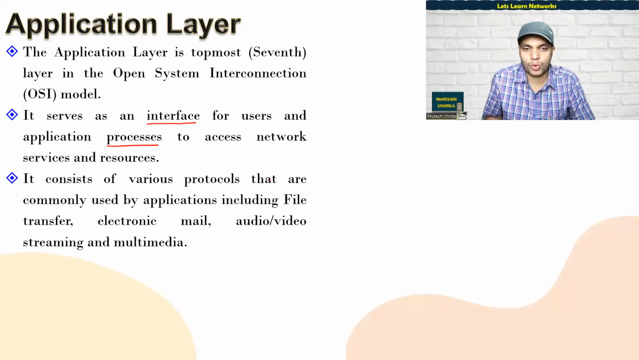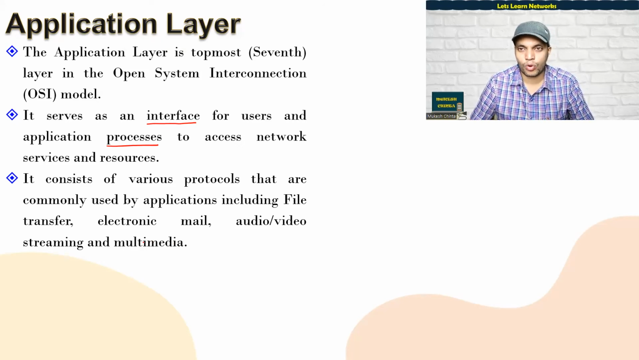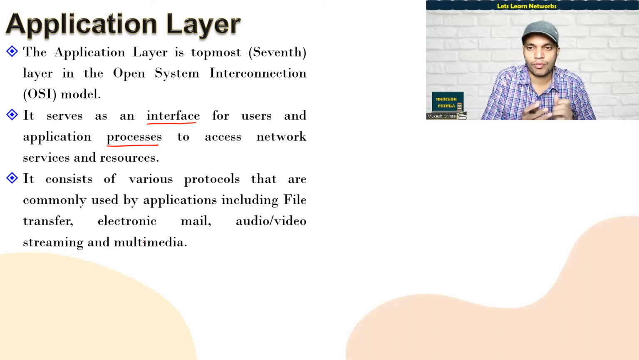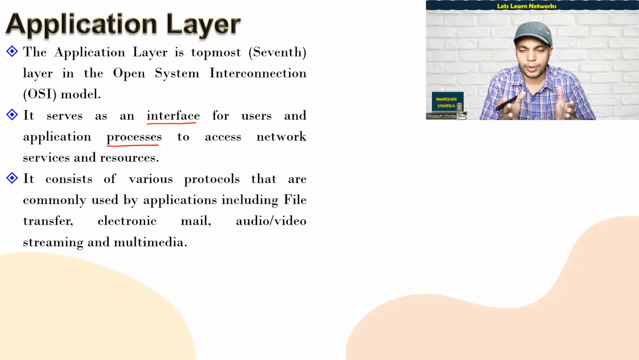It consists of various protocols that are commonly used by applications, including file transfer, electronic mail, audio video streaming, and multimedia. Simply put, almost all the different types of protocols that we use regularly fall under the purview of the application layer. Each one of these protocols is designed to give you a particular kind of service, to support the applications that you require. So all those things come under the application layer.